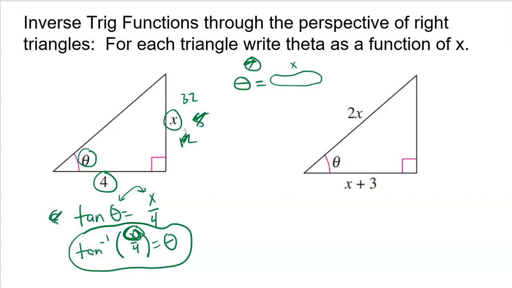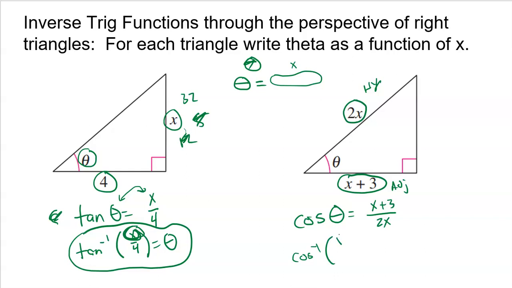All right, let's do one more here. x plus 3 is just a number I don't know yet. 2x is just a number I don't know yet. x plus 3 is the adjacent, 2x is the hypotenuse, so I'm of course going to use cosine. Cosine of the angle theta equals adjacent over hypotenuse. Now I want to pull the old switcheroo because I want to know what theta is. So I'm going to do an inverse cosine of x plus 3 divided by 2x equals theta. So there it is. I created a function that tells me what theta is in terms of x.